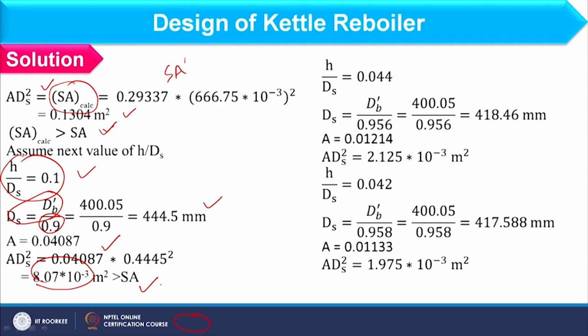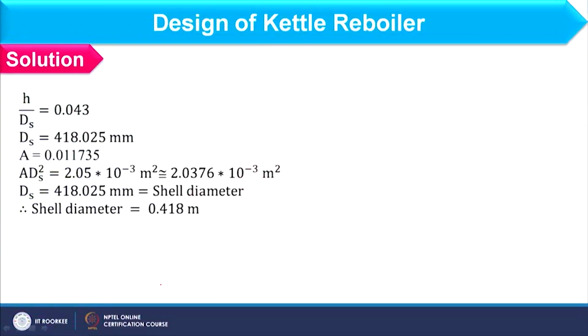So, further we have to reduce the H by ds ratio, and we should carry out this iterative procedure till I am getting SA calculated equal to SA, that will be the perfect design. Otherwise, we should obtain a slightly larger value than SA. SA calculated will never be less than SA. For a perfect design these two areas should be equal. So, the iterative procedure you can see, and we can obtain the final diameter of shell as 0.418, and that is corresponding to H by ds value as 0.043.